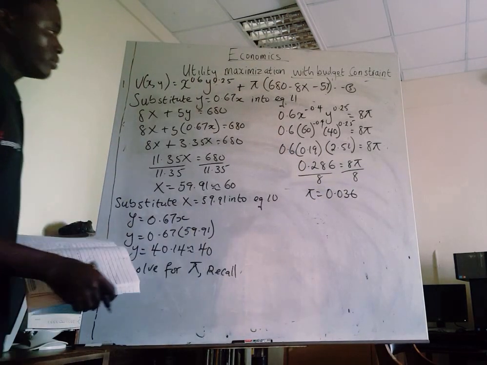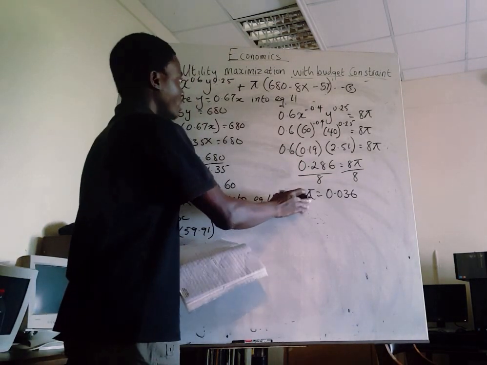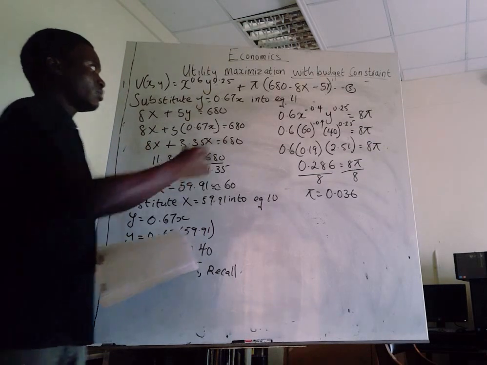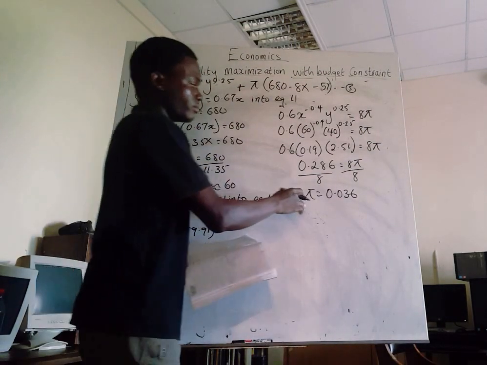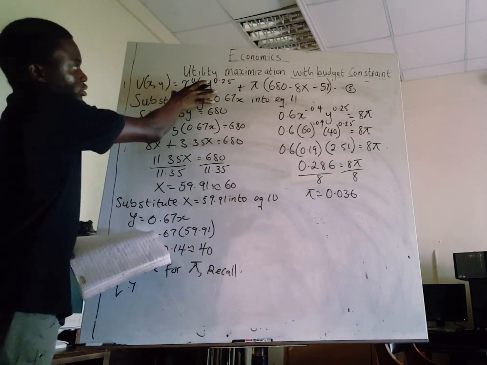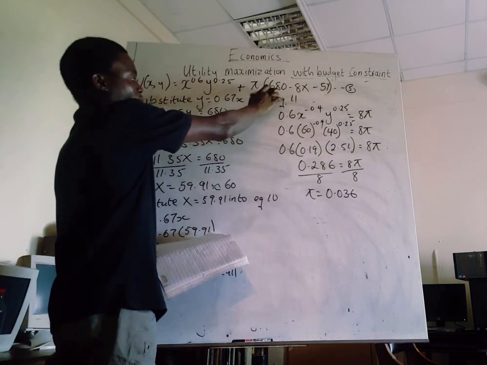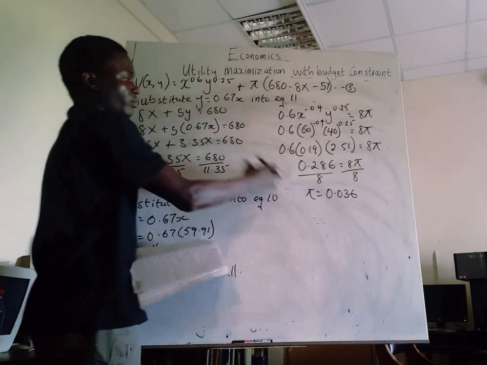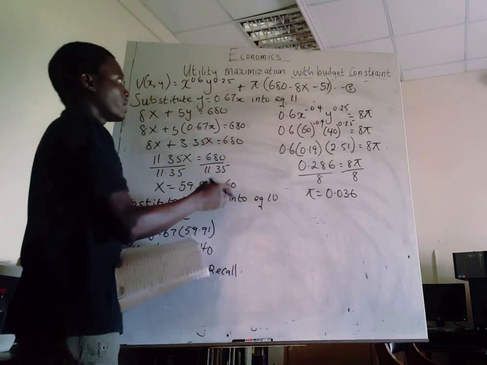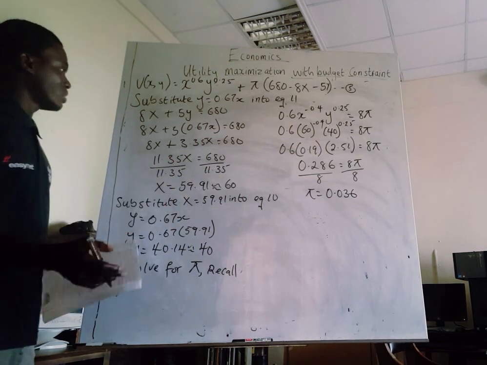The interpretation of lambda simply means that when the constant in the budget constraint, which is 680, increases by 1, that is, it becomes 681, the total utility is going to change by this amount, 0.036. So when this constant increases by 1, utility would increase by 0.036, and when this constant reduces by 1, that is falls to 679, the total utility would fall by 0.036. So that is the implication of that.